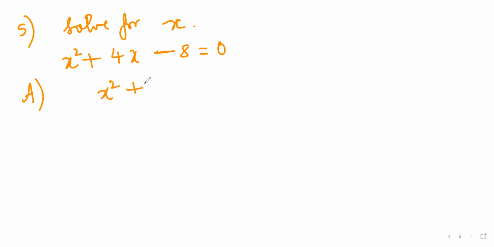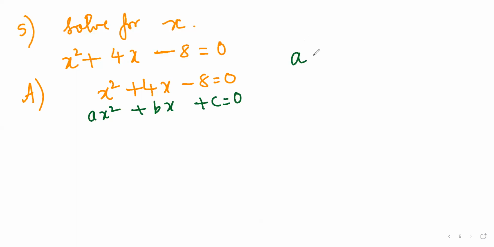So let's compare it with our standard form, which is very important. What's the standard form? The standard form is ax squared plus bx plus c is equal to 0. Isn't it? You need to have 0 on the right hand side. So a obviously is the coefficient of x squared, which is 1. b is equal to 4 and c is equal to -8. First and foremost, you need to calculate d, which is b squared minus 4ac, isn't it?